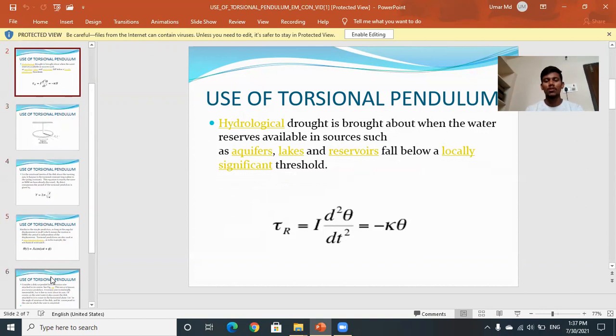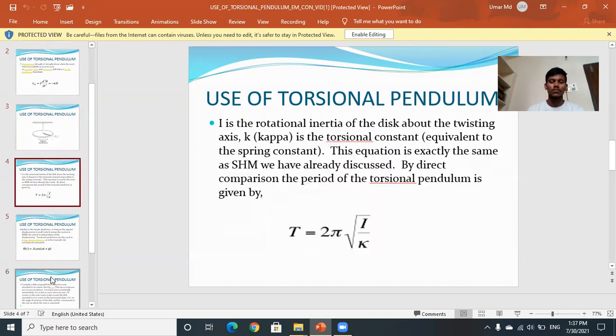The torsional pendulum: τ = I d²θ/dt² = −Kθ. I is the rotational inertia of the disk about the twisting axis. K is the torsional constant, equating to the spring constant. This equation is exactly the same as simple harmonic motion we have already discussed.